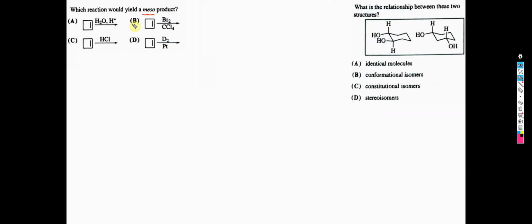Okay, so which reaction would yield a meso product? Option A is going to give you a product where this carbon is attached to only three different groups. These two are the same, this is the same, therefore there is no chirality center here, and therefore this is not going to be a meso product.